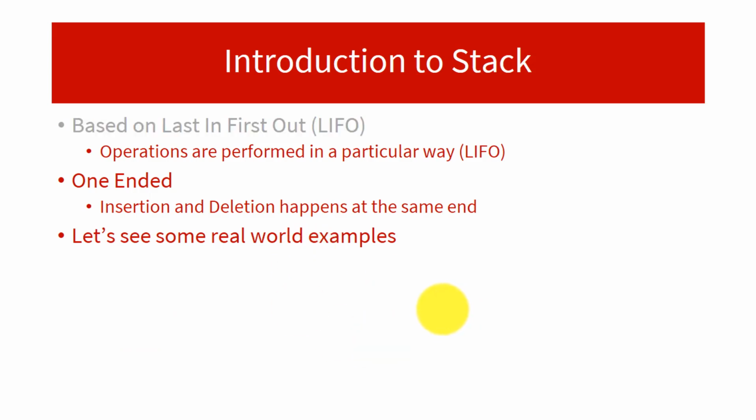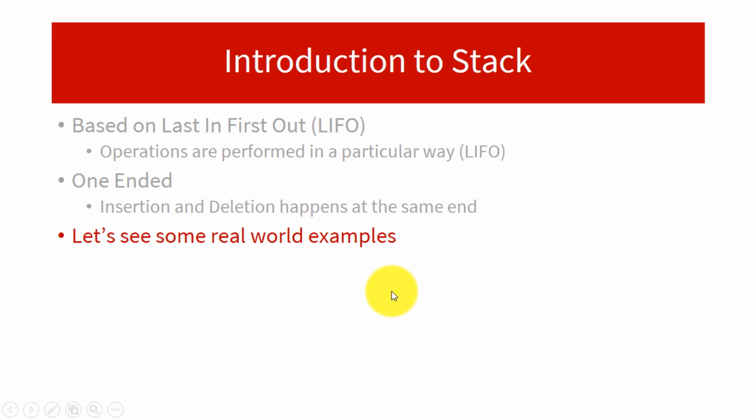So a stack is a data structure that is based on last in first out. That means LIFO. So operations are performed in a particular way, and the element we insert last will be the first to be removed from the stack. And the reason for that is that it is one-ended. There is only one end of the stack at which we insert and delete elements. So a stack is a one-ended data structure, and that end is usually represented as the top of the stack. So an element can be inserted on top and can be removed from top, but nowhere else in the stack.